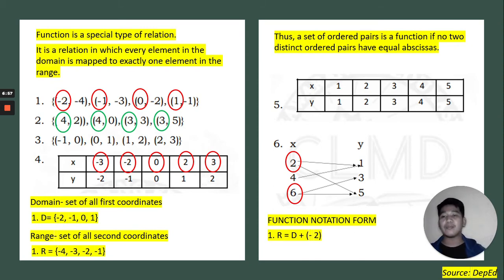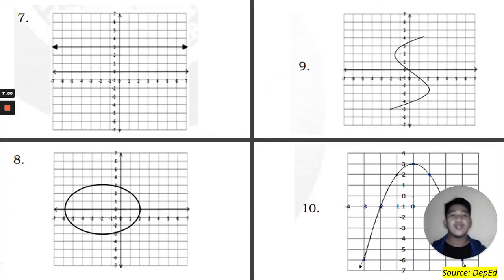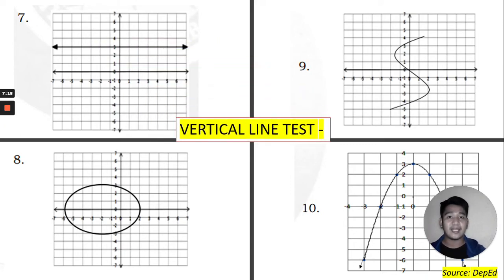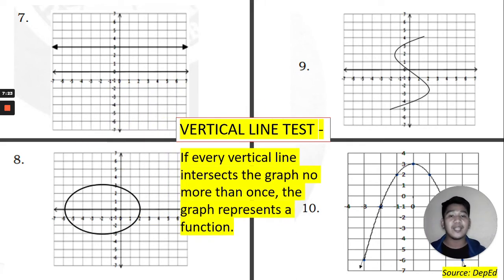Let's proceed with numbers 7, 8, 9, 10. Given now is a graph. How are we going to identify whether the given graph is a function or not? What we are going to use is the vertical line test. And what is the vertical line test? It says that if every vertical line intersects the graph no more than once, the graph represents a function. So we just need to draw a vertical line.